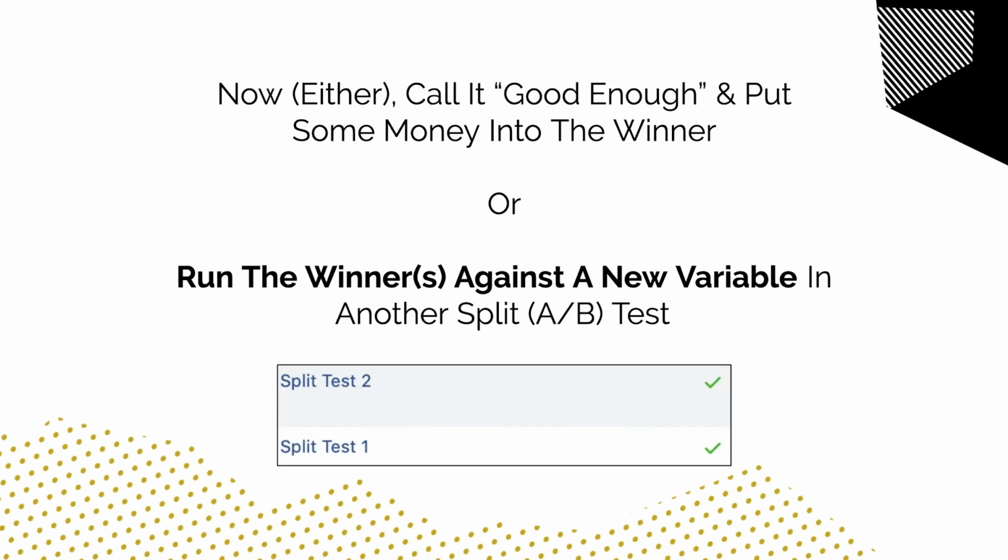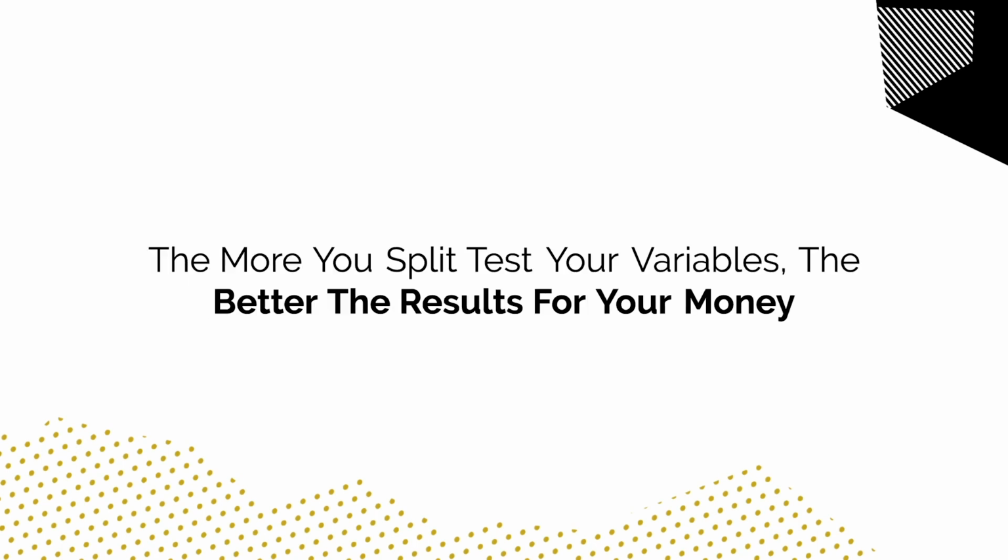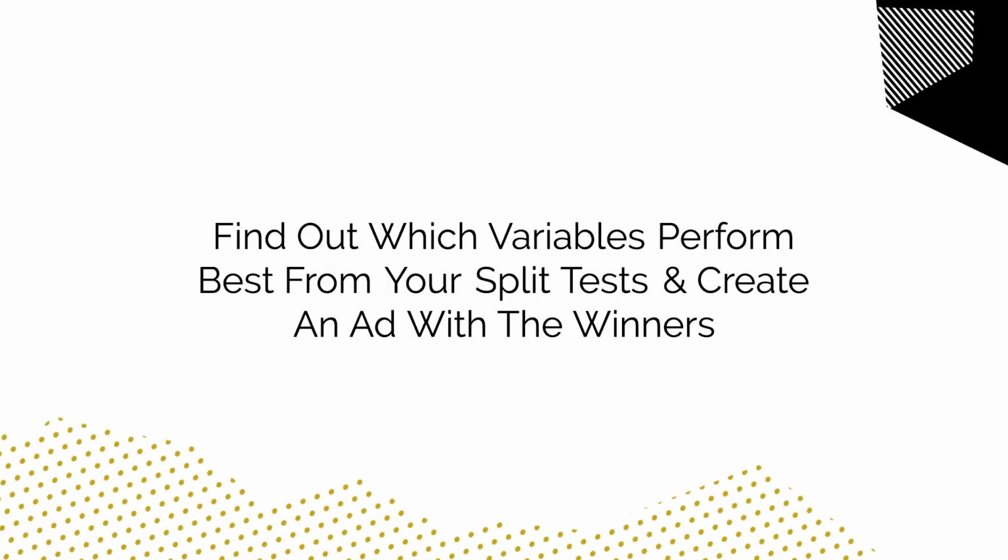Now you can either call it good enough and put some money into the winner, or you can run the winner against a new variable in another split test. You can test your photo, your video, headline, your copy, your audience, platform, placements, the list goes on. The more you split test your variables, the better the results for your money. Find out which variables perform best from your split tests and then create an ad with the winners.